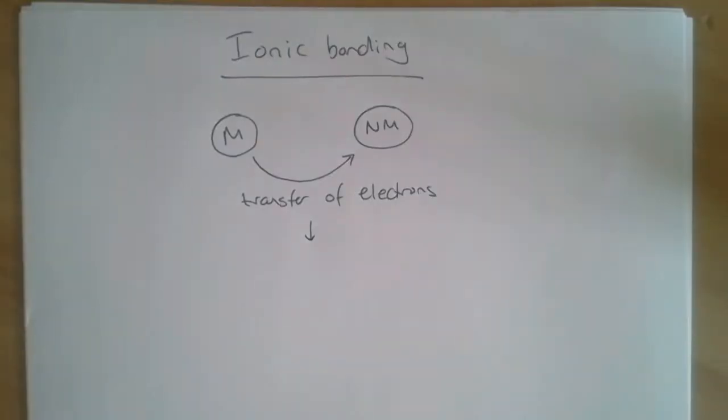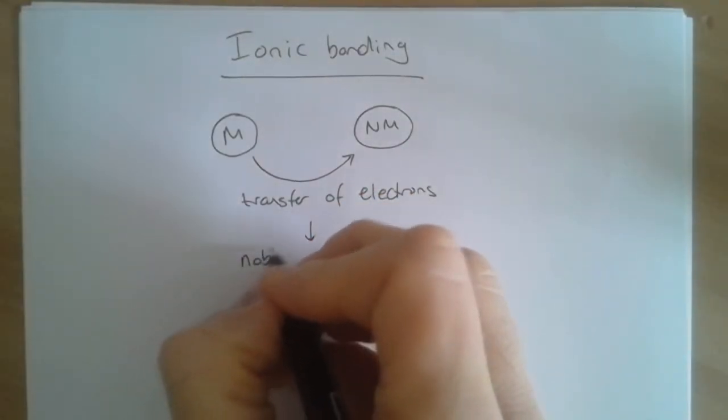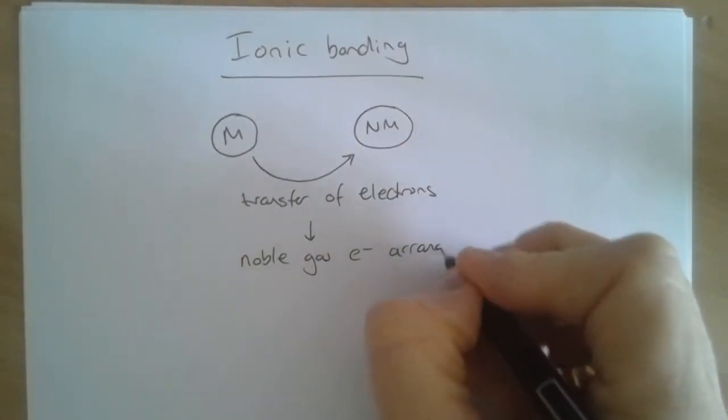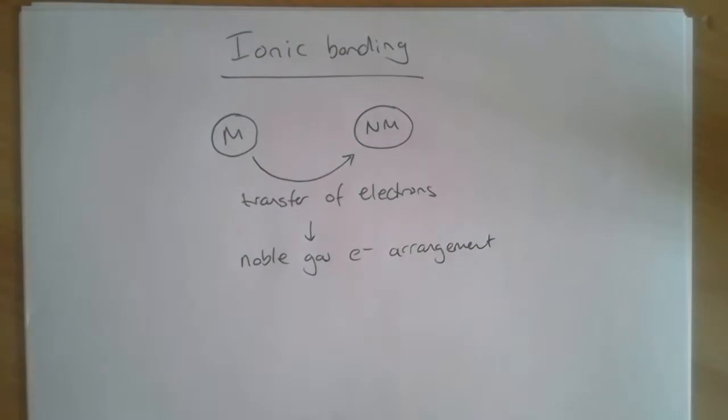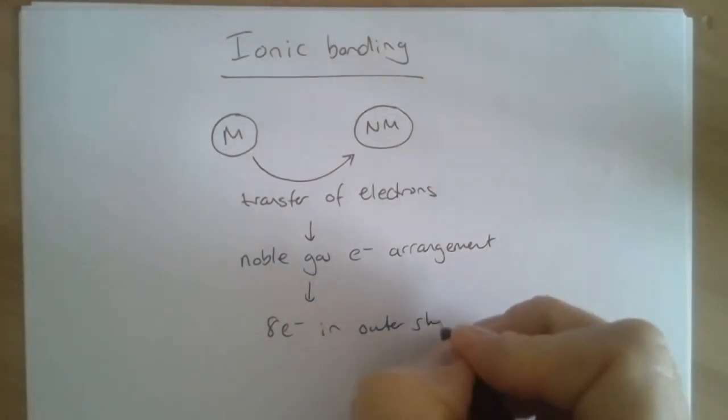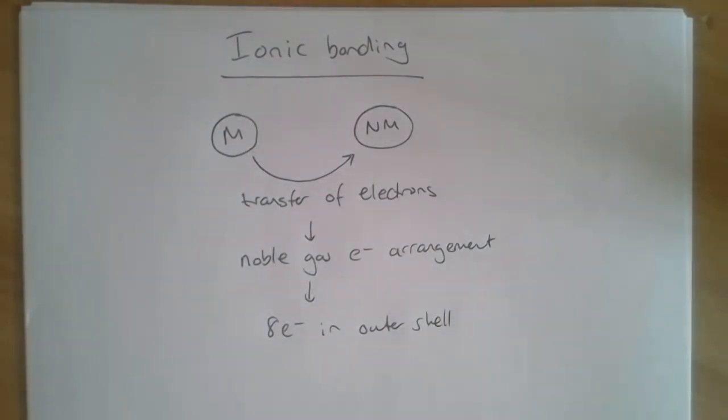The reason they do this is so that they can end up with a noble gas electron arrangement. And what that means is that they have 8 electrons in their outer shell. This is considered to be a stable arrangement. All noble gases, with the exception of helium, have 8 electrons in their outer shell. And every other element on the periodic table, when a reaction occurs between a metal and a non-metal, reacts so that these elements have the same number of electrons in their outer shell.